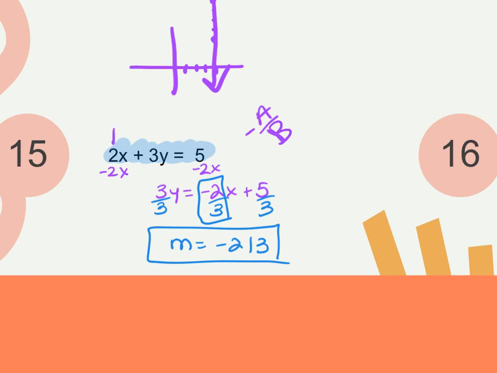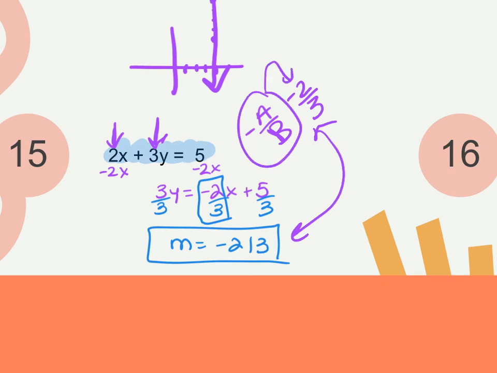So a is what's in front of the x, negative 2, over b is what's in front of the y, 3. Same answer, okay? Only if it's in standard form does that work. So negative a over b. And again, standard form: they have to be on the same side, no fractions, no decimals, and x has to be positive. Wait, so it's a over b minus the slope? No, negative a over b is the slope. Oh, okay.